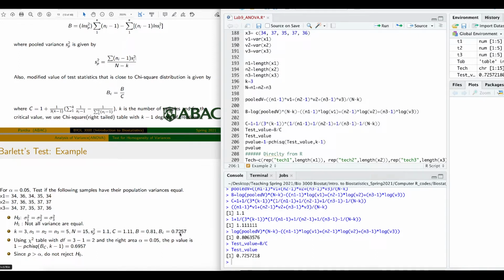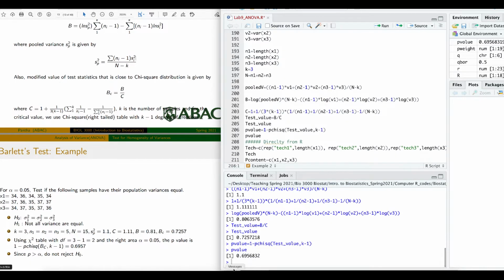Now, what we need to find out is the chi-square value, the p-value, right? So this is taken as the right tail chi-square test. Using the chi-square table with degrees of freedom 3 minus 1, that is 2, and the right area alpha equals 0.05, the p-value is 1 minus pchisq of the test value, comma, K minus 1. That's what I did here on line 206. That's what you got: p is 0.6956.